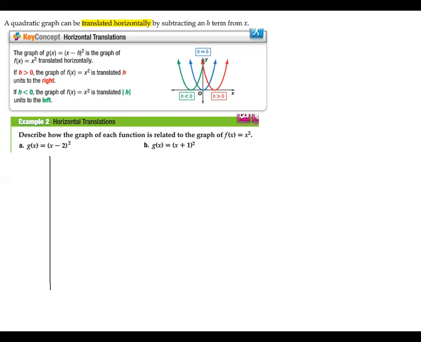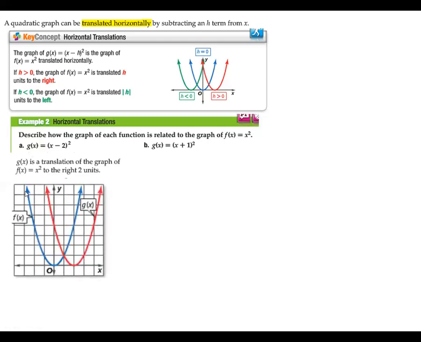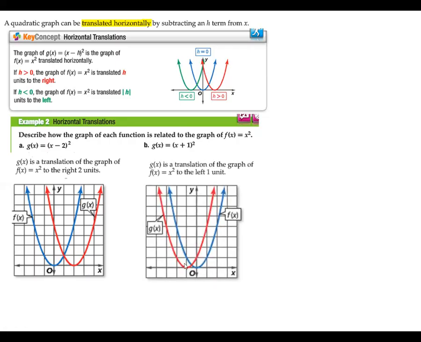So for g of x, I have the graph already produced here. Since it's x minus 2, it's going to shift it 2 units to the right. And there's our graph. The blue one is the original x squared, and it shifts it 2 units to the right. For this one, since it's plus 1, it's the opposite way, so it moves it 1 unit to the left. And here's the graph in blue of f of x, of just the parent function, and it just shifts it 1 unit to the left, okay? Here's a couple for you to figure out. Go ahead and pause the video.